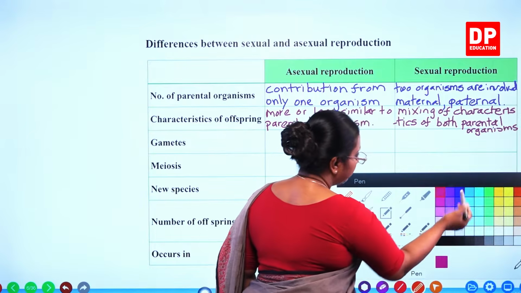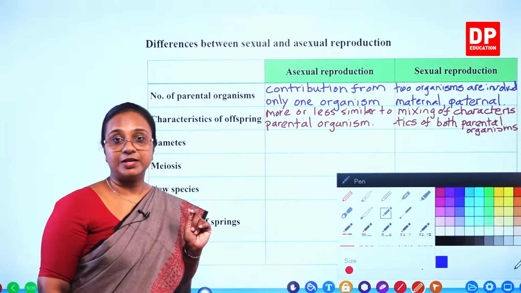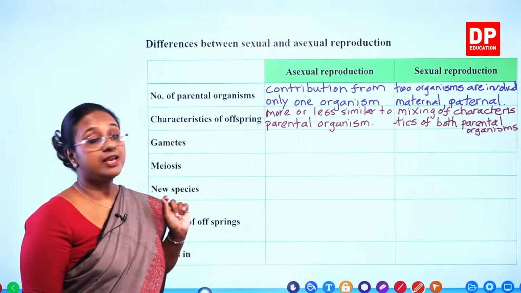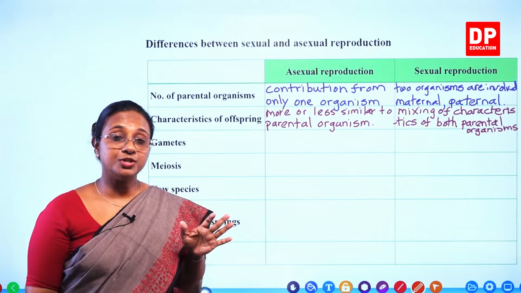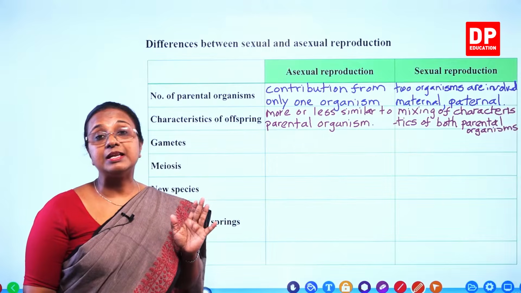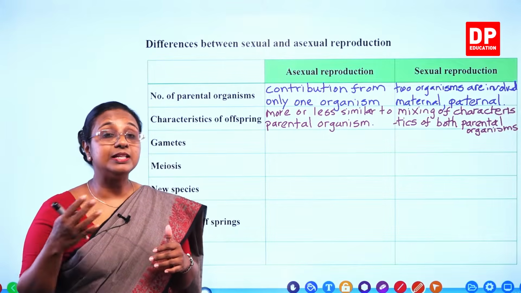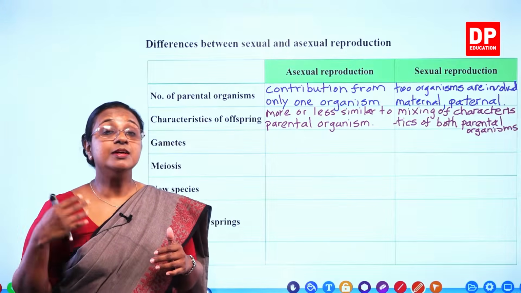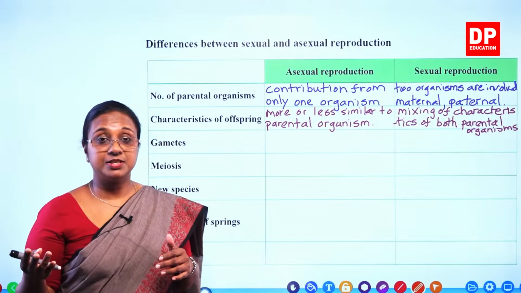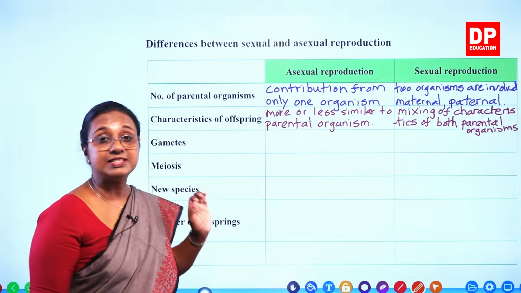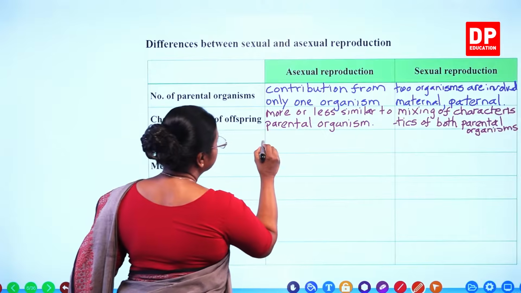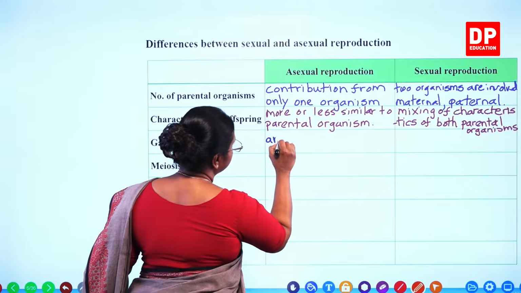Then, the next one, gametes. During asexual reproduction, as I told you all, only the parental organism is there. Usually the reproduction occurs by either spores or vegetative parts. Because of that, gametes are not produced. So, here gametes are not produced.